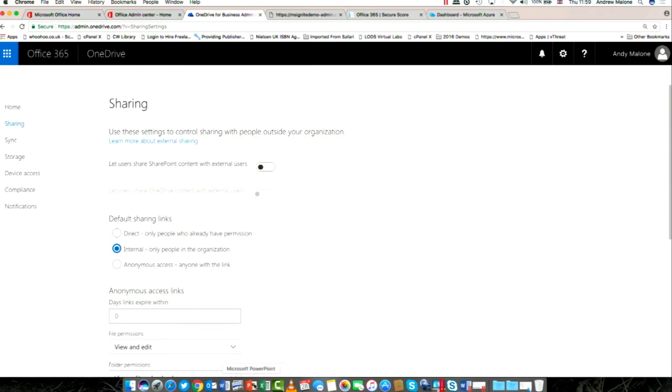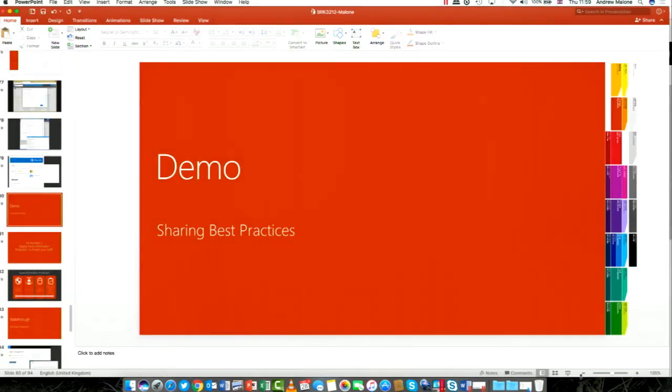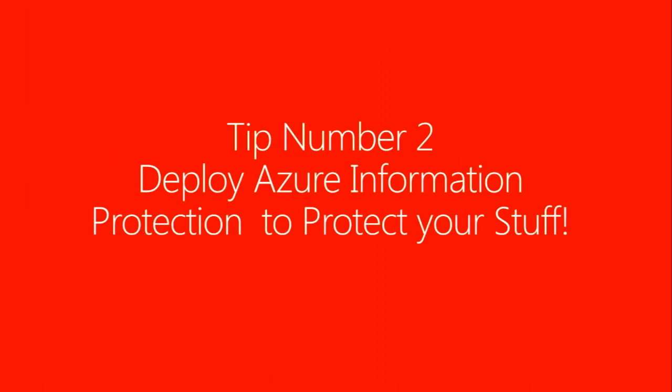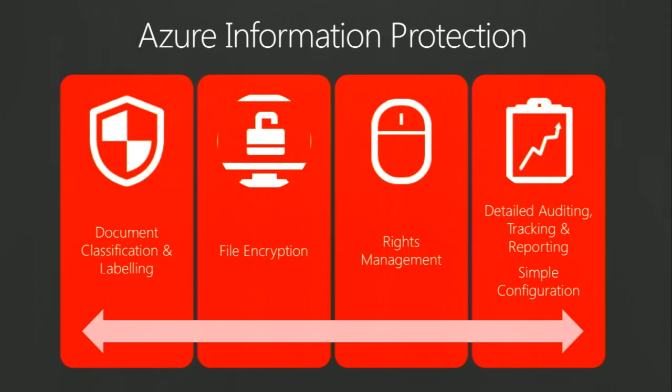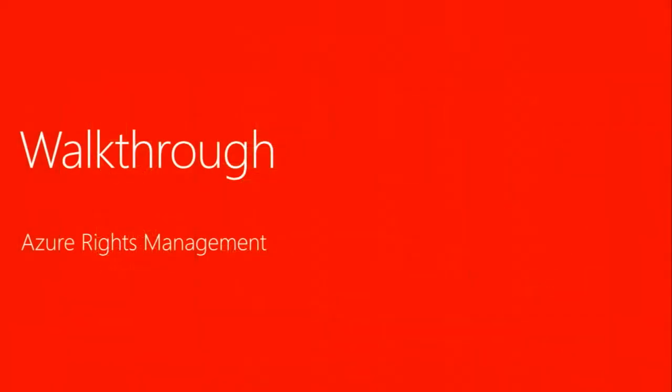All right. Okay, so going to flip back, and that's my number 2. So again, we're talking about that Fokker attack at the beginning, those documents that were out there. What's my number 2 to restrict that? Information protection. It will definitely restrict your content. So you've got things like classification, file encryption, rights management, and of course, detailed auditing.